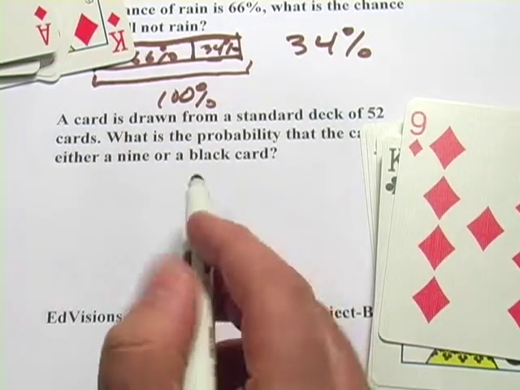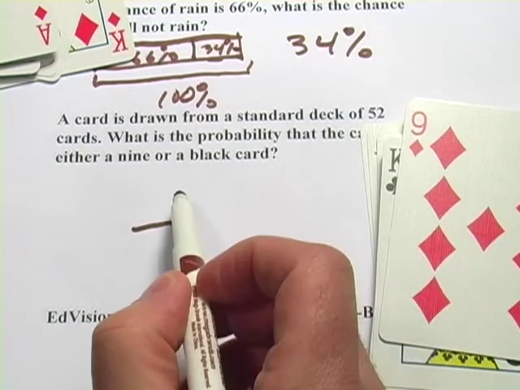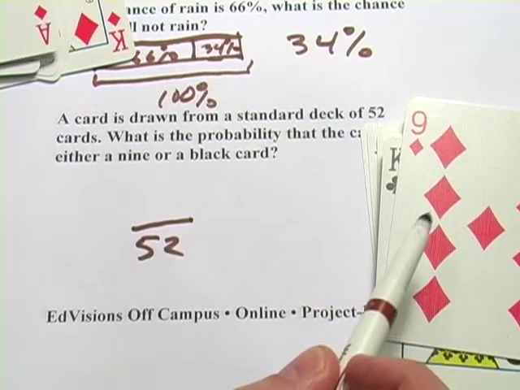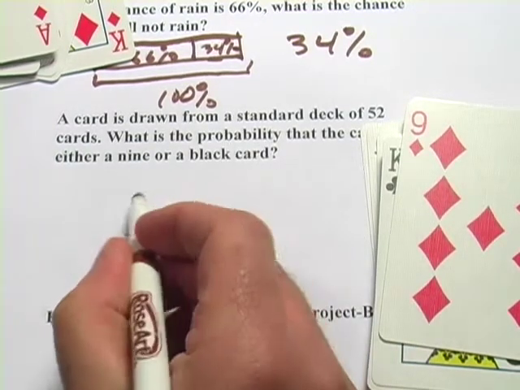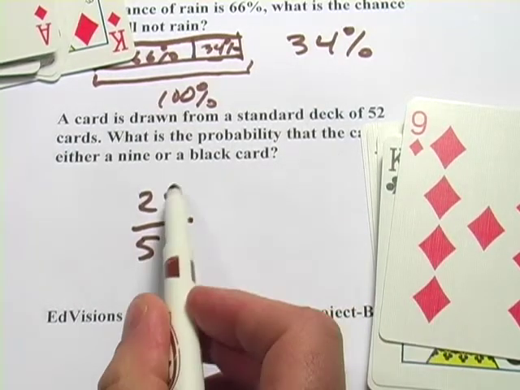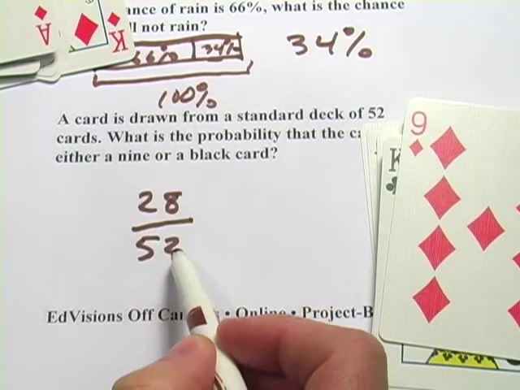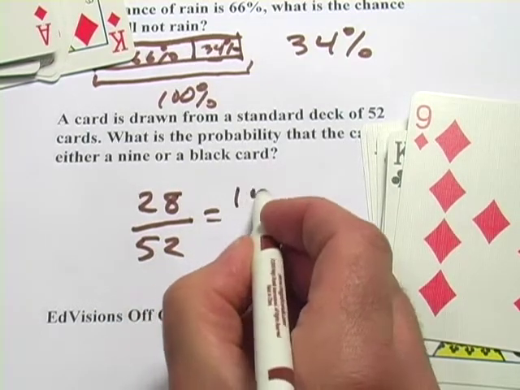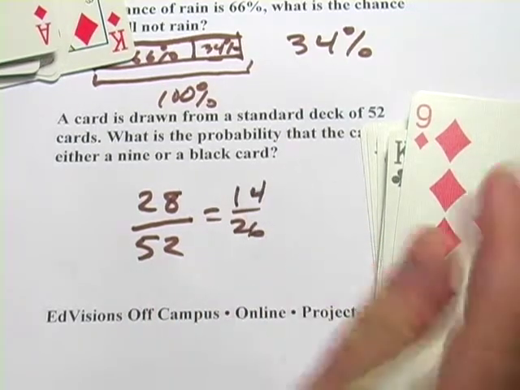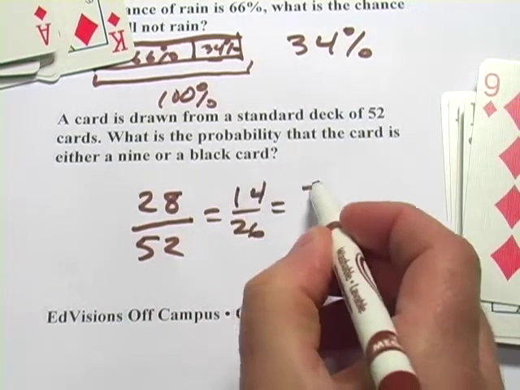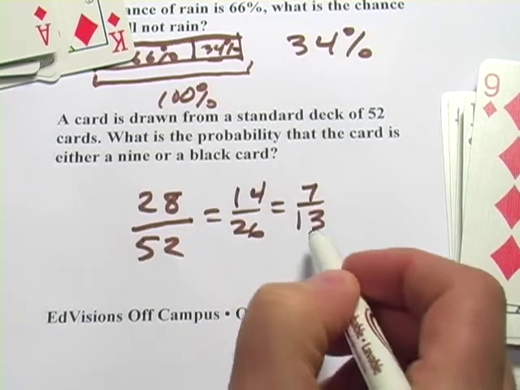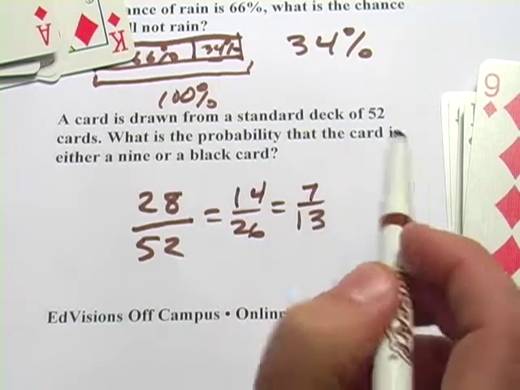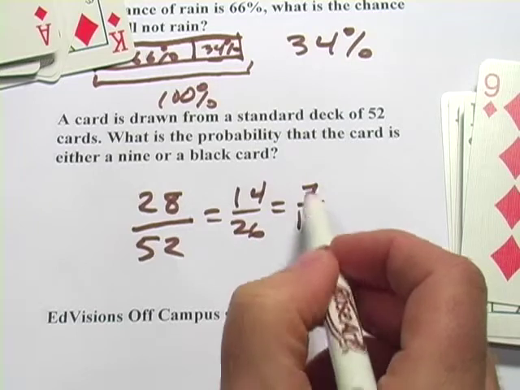So if I'm asking what's the probability of pulling either a black card or a 9, I would have the total possible outcomes, 52, and then the number of chances that I have, which is this pile over here, that's 28. And then I probably want to reduce this. It looks like these are both even numbers, so I know I can divide the top and the bottom by 2. If I do that, I get 14/26. Those are still both even, so I can divide by 2 again, and I get 7/13. And that's as far as I can go. They don't have any common factors. So the chance of pulling a black card or a 9 from a deck is 7/13.